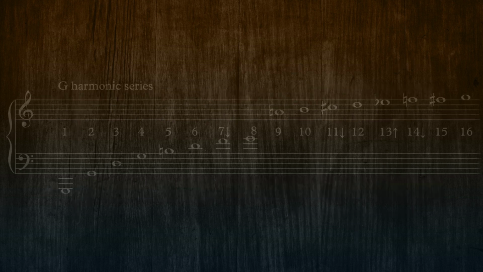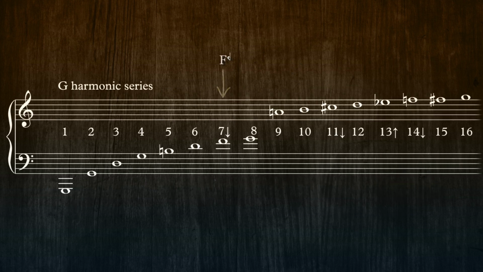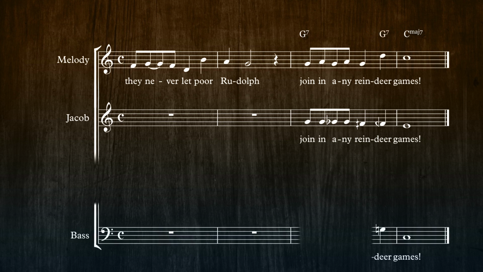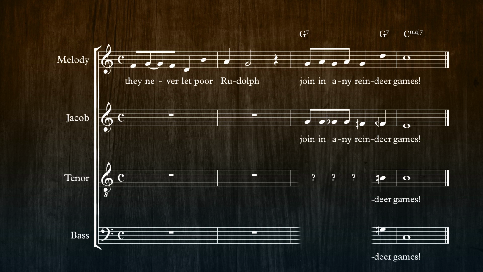Well, if you take a look at the overtone series, you'll see that the F sharp is actually the harmonic 7th of G. So in combination with the D in the melody, we almost have a complete dominant chord. So let's just fill in the missing third. But how do we get to the B?